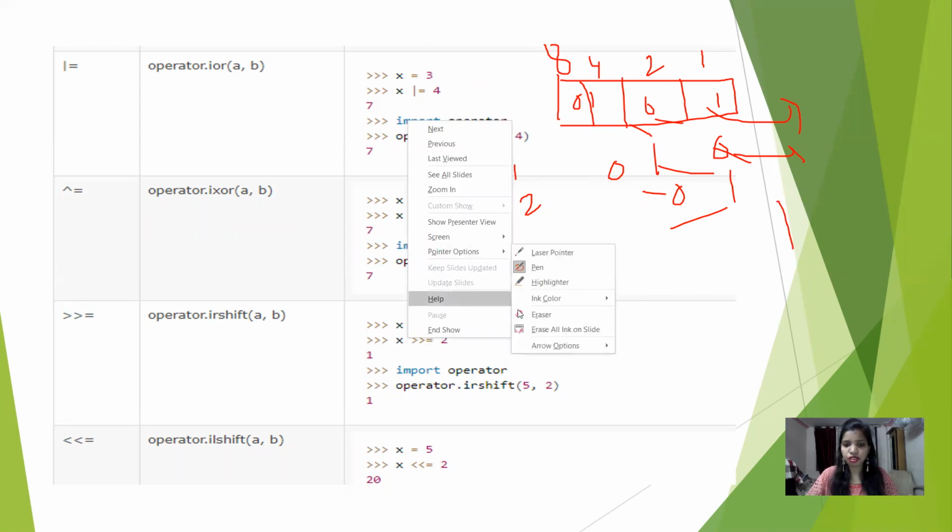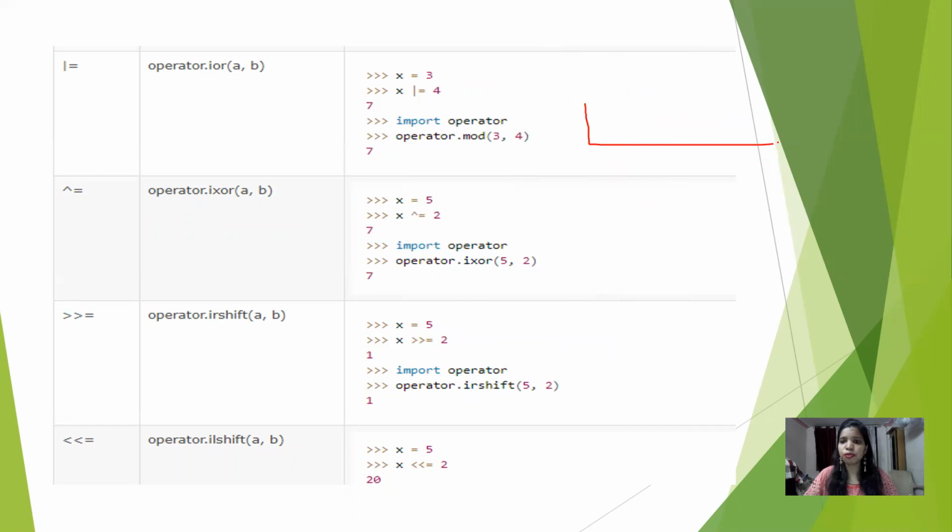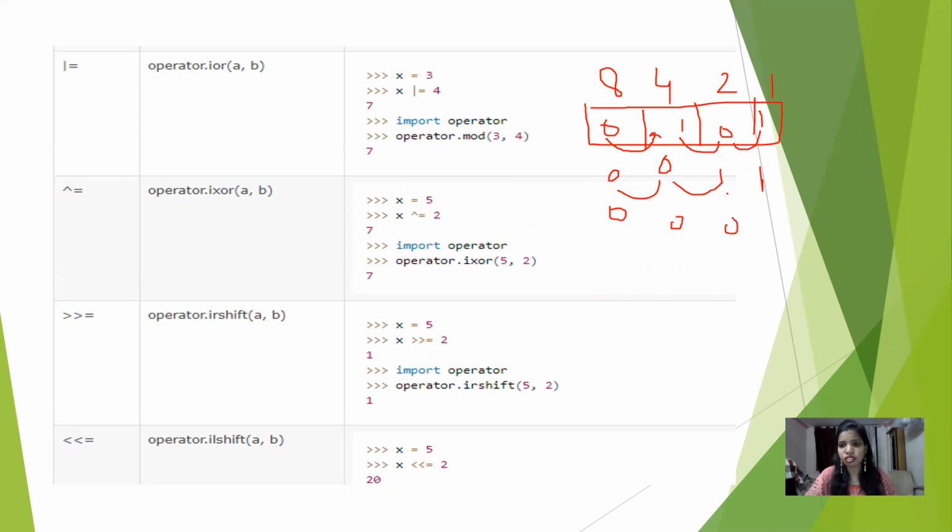I'm repeating this again if you have any confusion. See, this is the position of number 5: 0 1 0 1. This is 1, this is 2, this is 4, this is 8. Now shifting one time means you are adding zeros on the left and shifting right, and the last value is removed. In the second shift, you add another 0, and the number becomes 0 0 0 1, which is your number 1. So the answer is 1. This is for right shift.